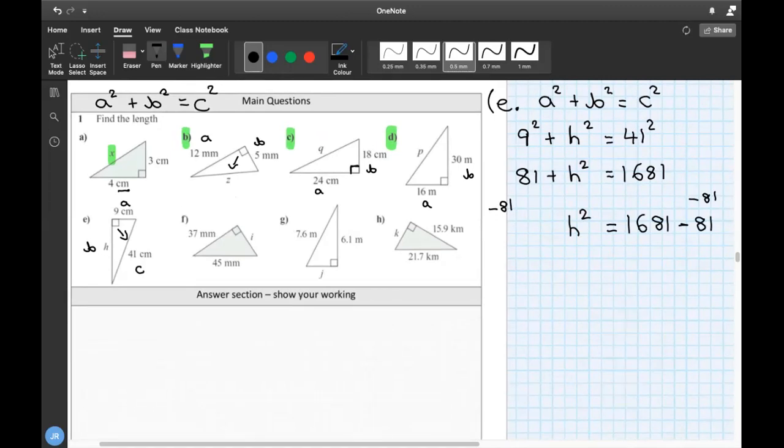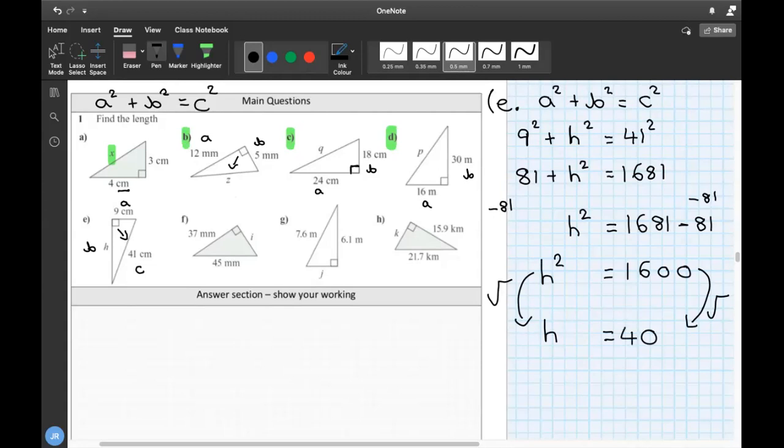Okay, and now I can simplify that a bit more. So h squared, 1681 minus 81, that'll give us 1600. And then from h squared to h, you are square rooting. So you'll need to square root 1600 as well. Okay, what multiplied by itself will give you 1600? That's going to be 40.